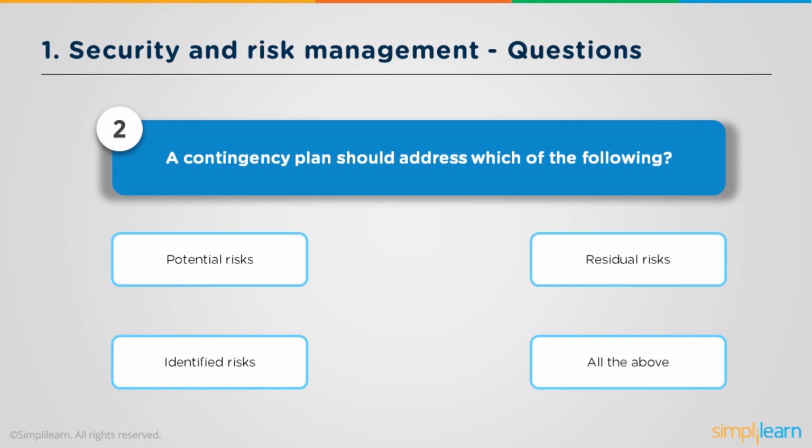A residual risk, on the other hand, is a risk that was identified earlier on and mitigated, but after mitigation there is still an amount of residual risk that exists. So these terminologies need to be understood really well. Let me give you an example of a residual risk.